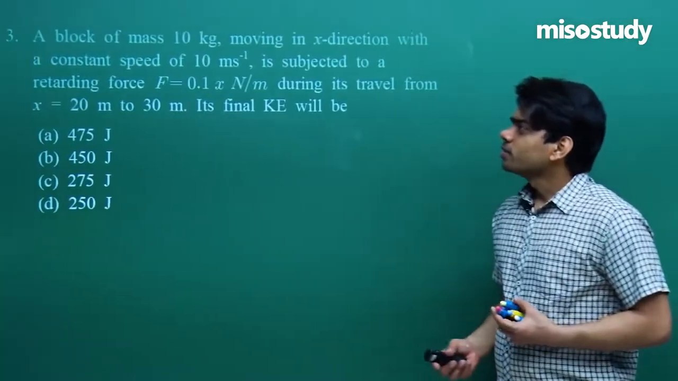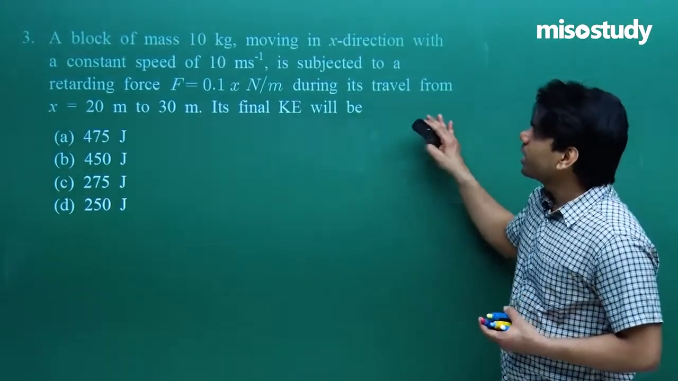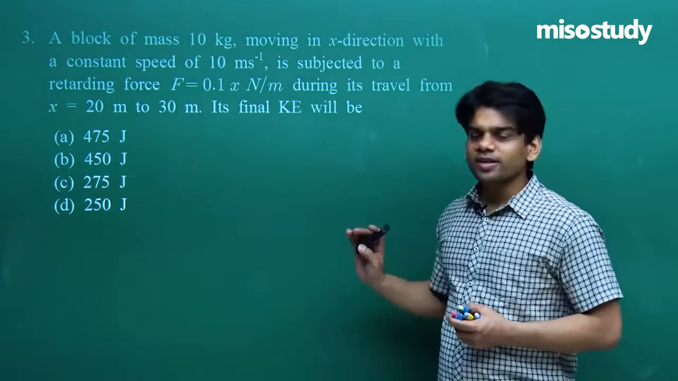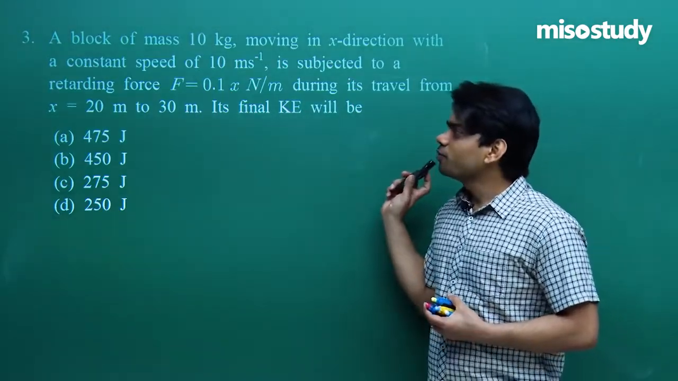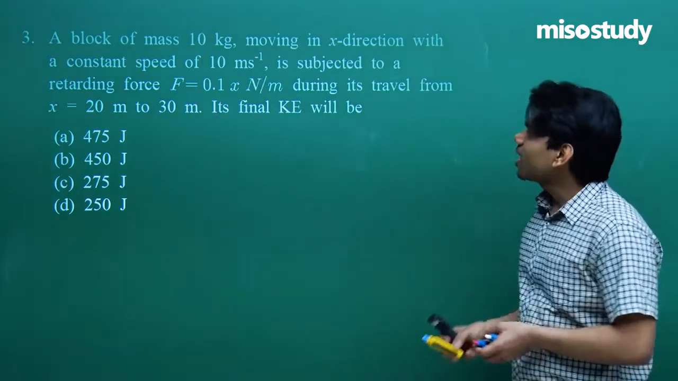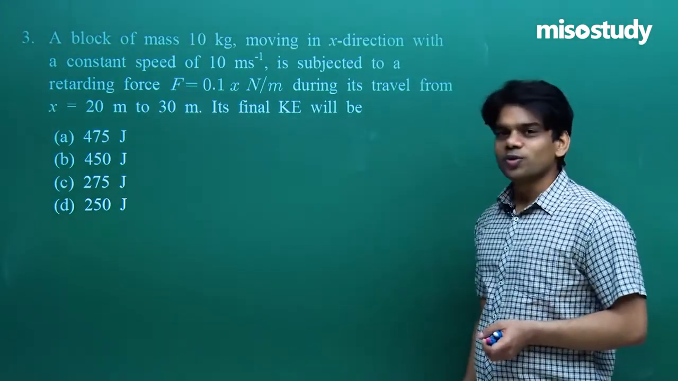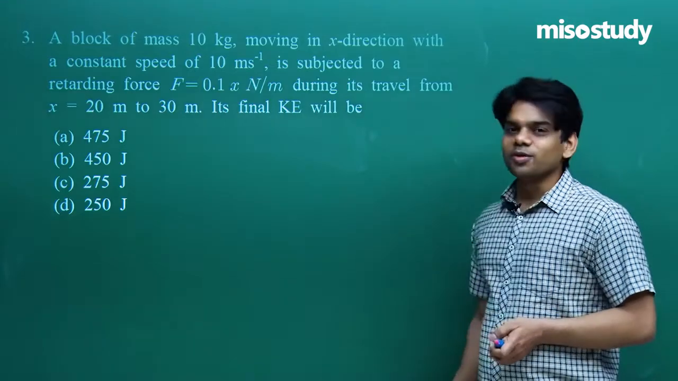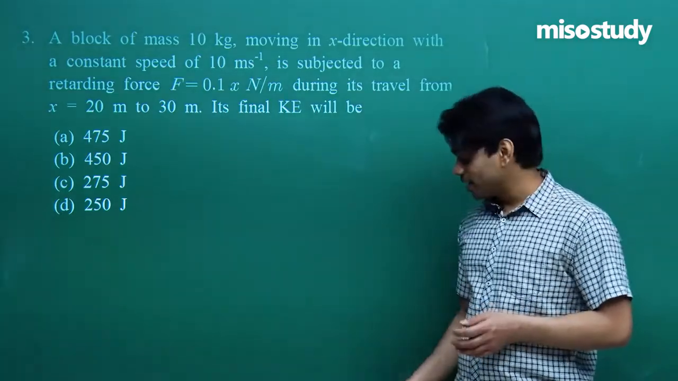Question number 3. A block of mass 10 kg moving in x direction with a constant speed of 10 meter per second is subjected to a retarding force F equal to 0.1 x Newton per meter during its travel from x equal to 20 to x equal to 30. Its final kinetic energy will be. We need to find out its final kinetic energy.